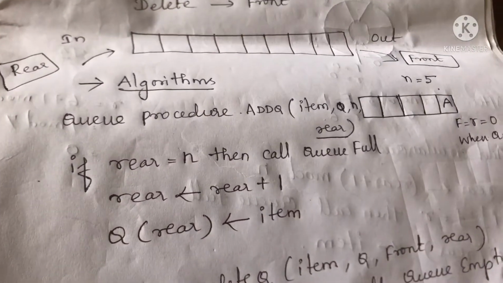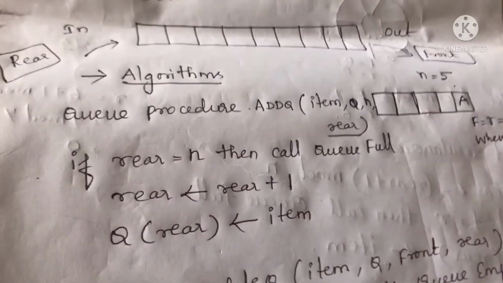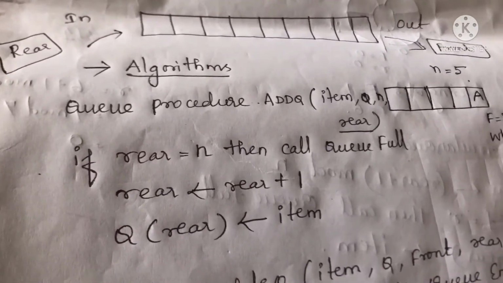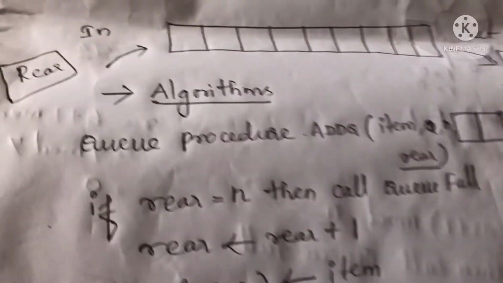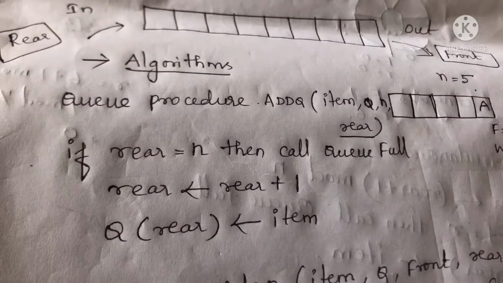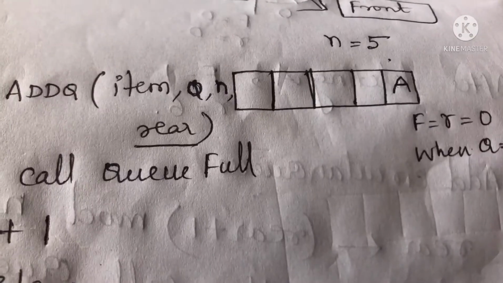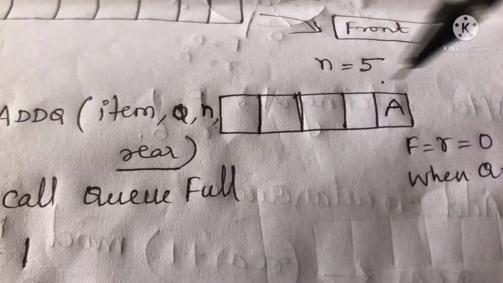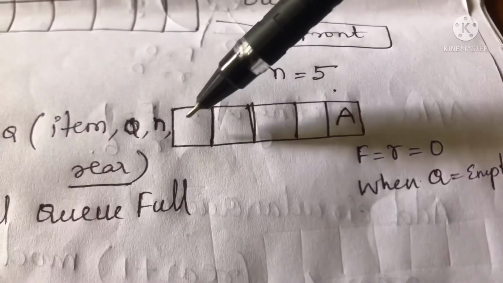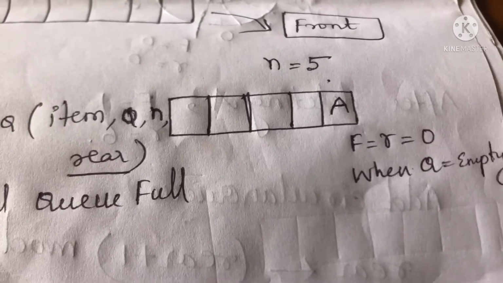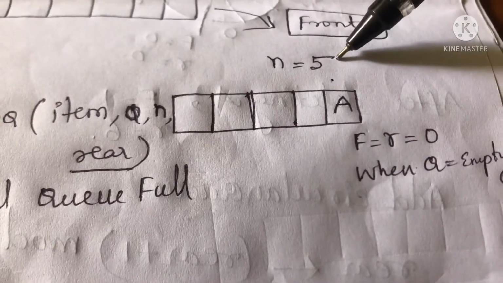Next one is the algorithm: how to insert an item into the queue, and also how to delete an item from the queue. This is the procedure. Take this example. This is the pictorial representation of a queue. There are 5 spaces available to add elements into the queue. That is, size n equals 5.